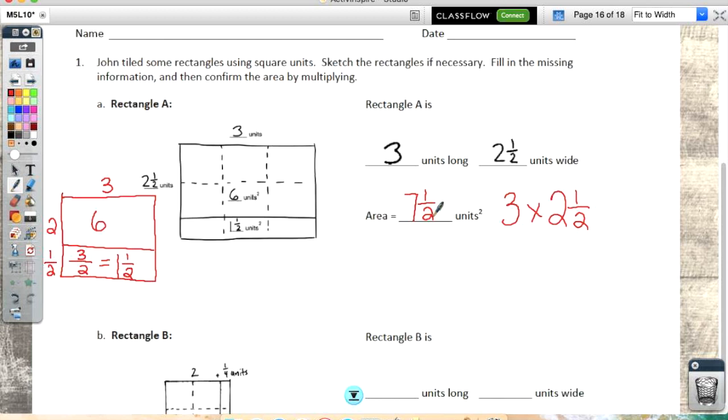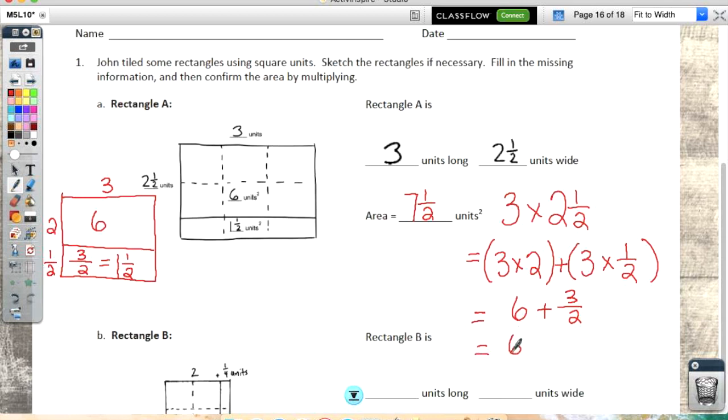And I really like it when the problems get harder. If I want to solve this numerically, do you remember what we did yesterday? I'm going to add 2 multiplication problems together. So go ahead and write this down. And I'm going to start with my whole numbers, 3 times 2. And 3 times 1/2. So that would be 6 plus 3/2, which is what? 6 plus 1.5 equals 7.5.